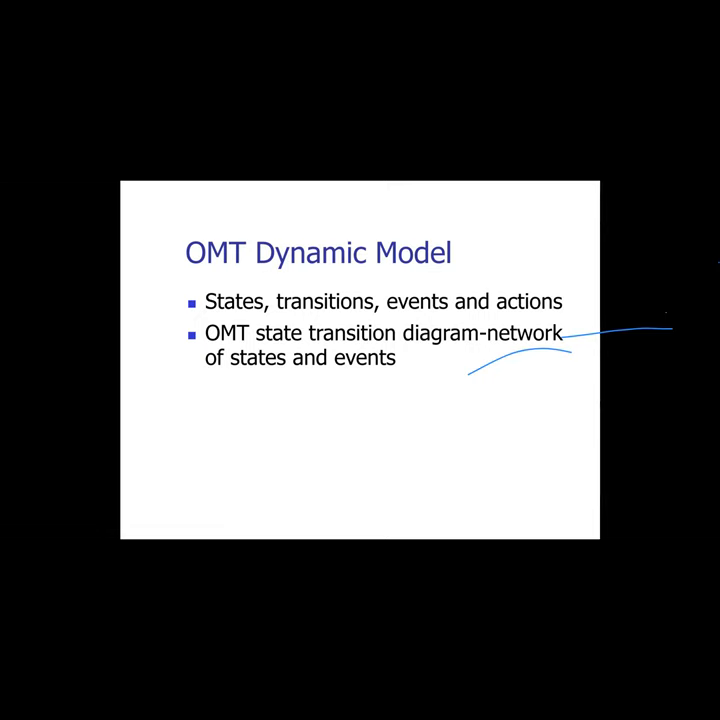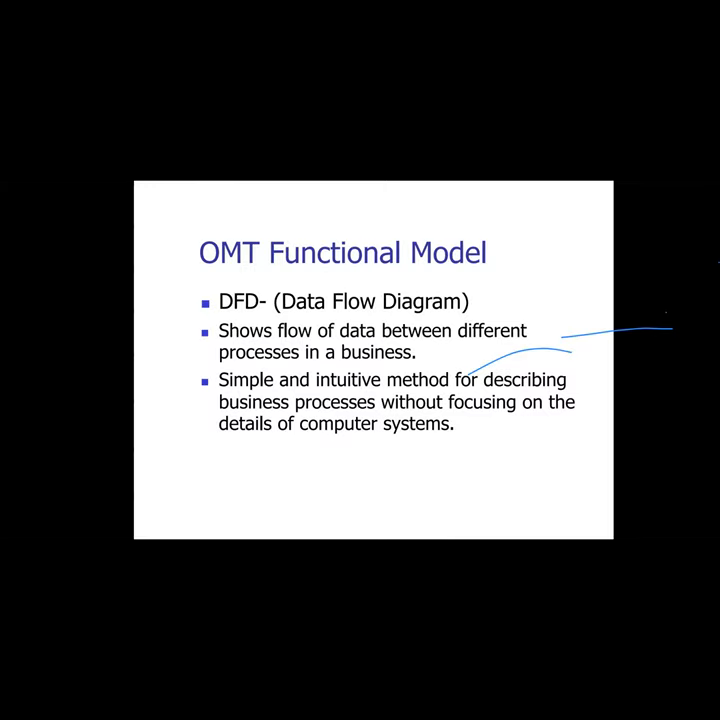The OMT state transition diagram is a network of states and events. It shows how the objects are interacting with each other to complete a task: where the order is placed, who is accepting the order, how the order is accepted, how the payment is done, how the product is delivered. So each and every state of the state transition will be represented by using dynamic models.